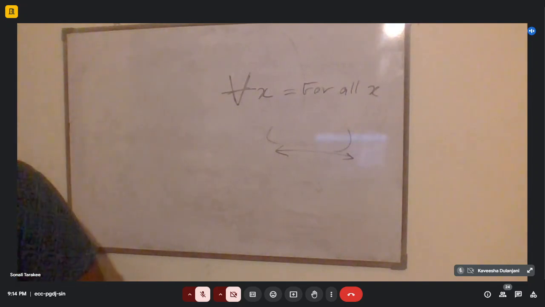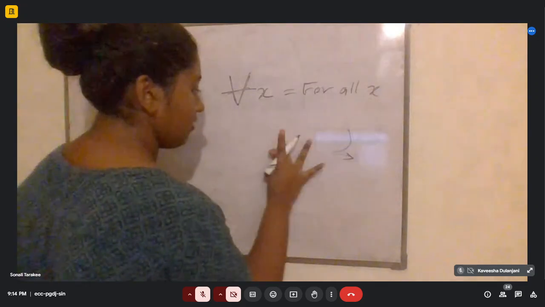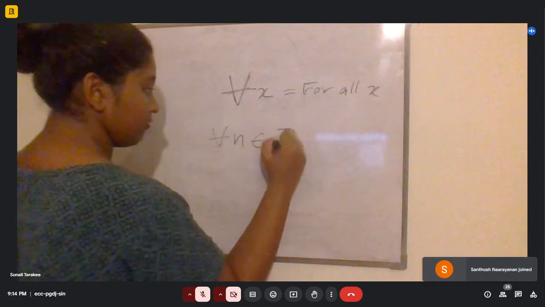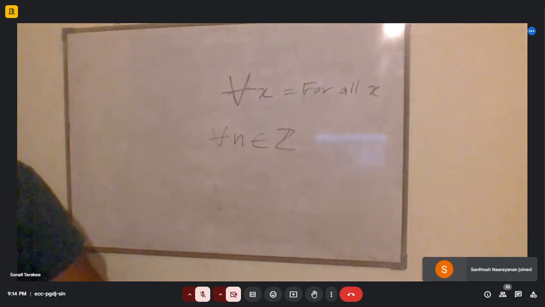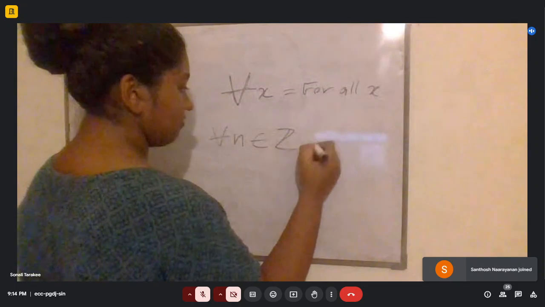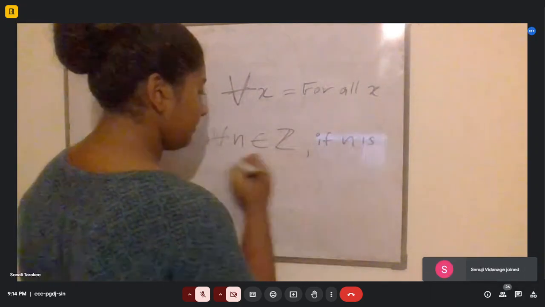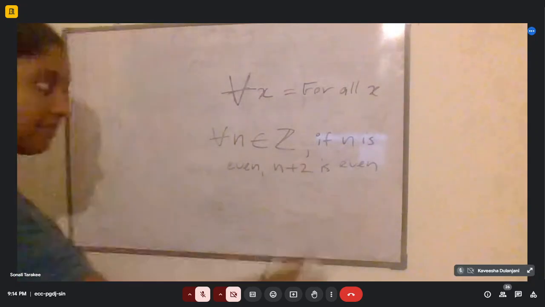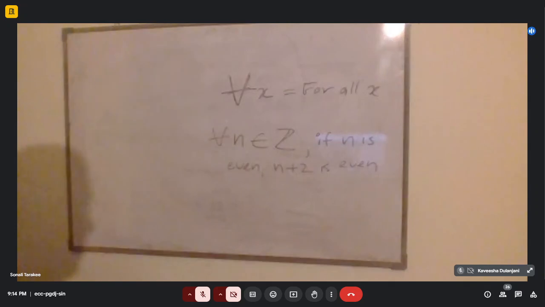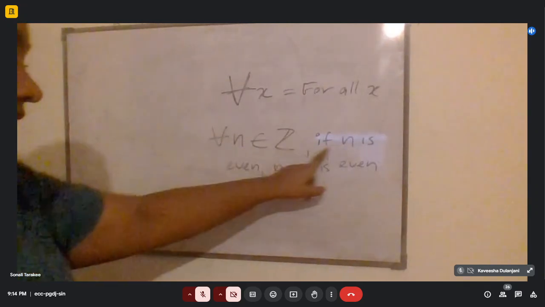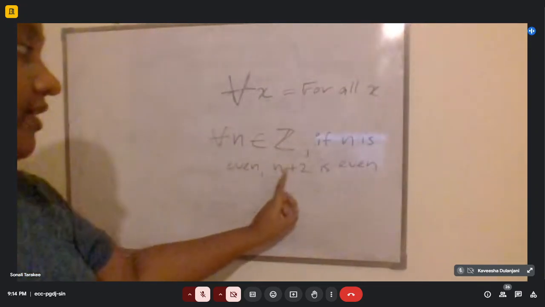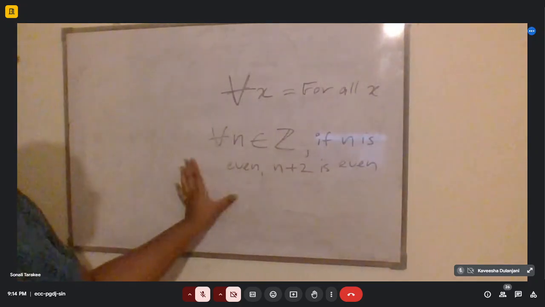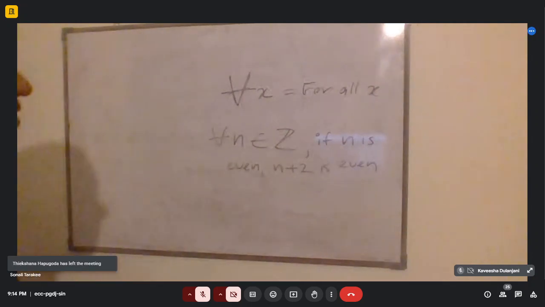For example, if you write for all n, which is an integer, if n is even, n plus 2 is even. Now this is a universally quantified statement. Here for all n, if n is even, when you add 2 to this n, that number is also even. That is true for any number. That's why it's called a universally quantified statement.